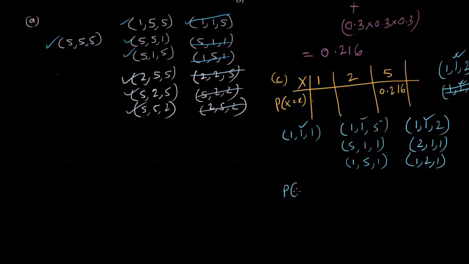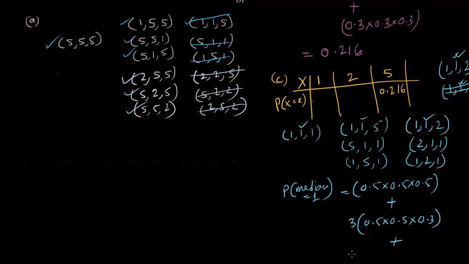So probability of median equals to 1. So that would be the first one, 0.5 times 0.5 times 0.5, meaning 1 and 1 and 1. Then the second one, we have 3 orders of the same thing. So probability of 1 is 0.5, then multiplied by 0.5, and the probability of 5 is 0.3. So then we have 3 orders of the same thing, 1, 1, 2. So probability of 1 is 0.5, probability of 1 is 0.5, and the probability of 2 is 0.2.